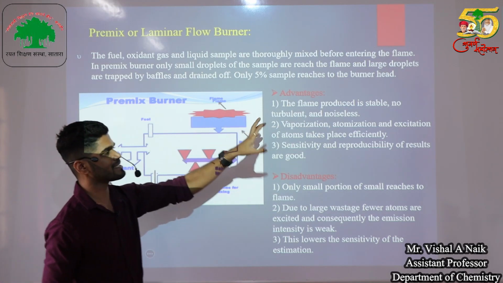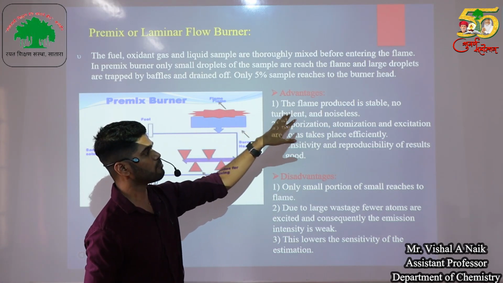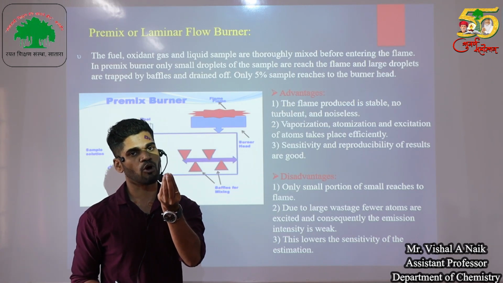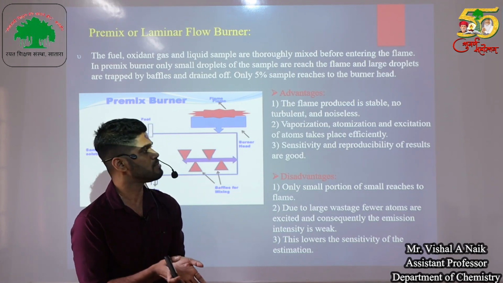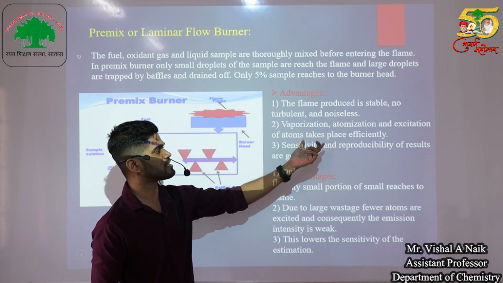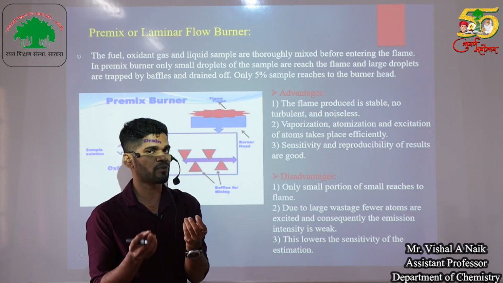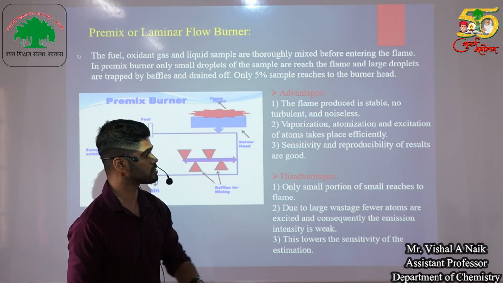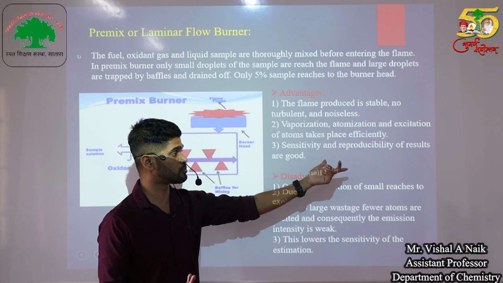So what are the advantages of the premix burner? The flame produced is stable. Why? Because the sample introduced into the flame is very small in quantity, so a stable flame is there. Vaporization, atomization and excitation take place very efficiently because the sample introduced is very small in size, and only 5% of the sample gets introduced. Then the results are sensitive and reproducible.